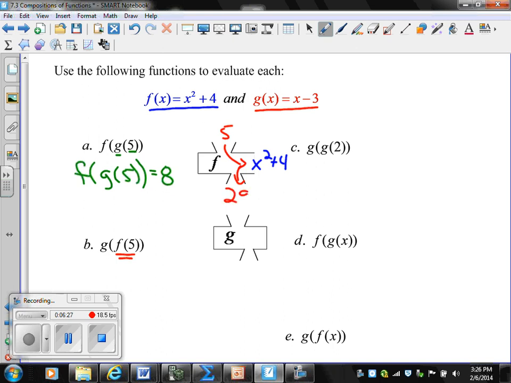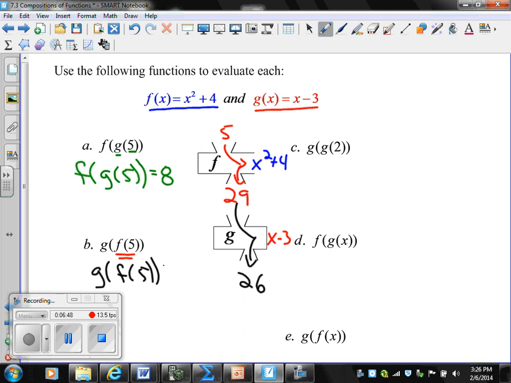And I put that into g. And g is my function that says do x minus 3. So I put in 29, I do 29 minus 3. What pops out then is going to be 26. So I get g of f of 5, or if I put 5 into f first, put that into g, what pops out is 26.